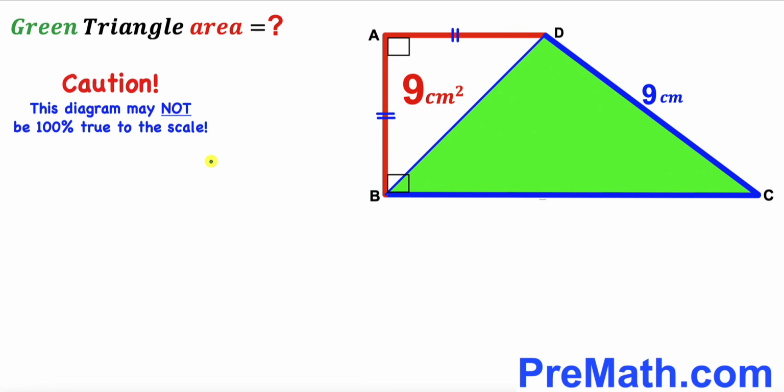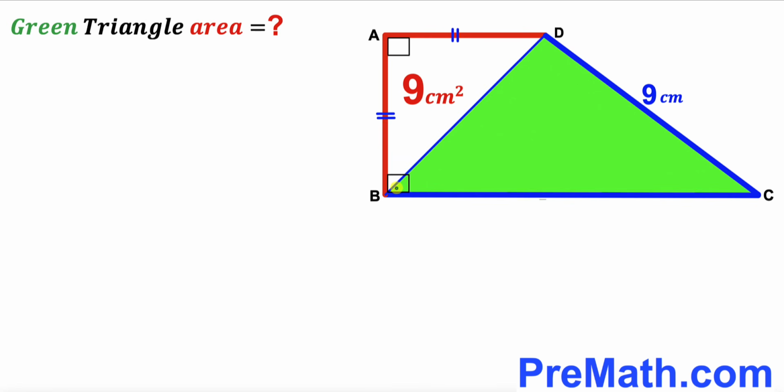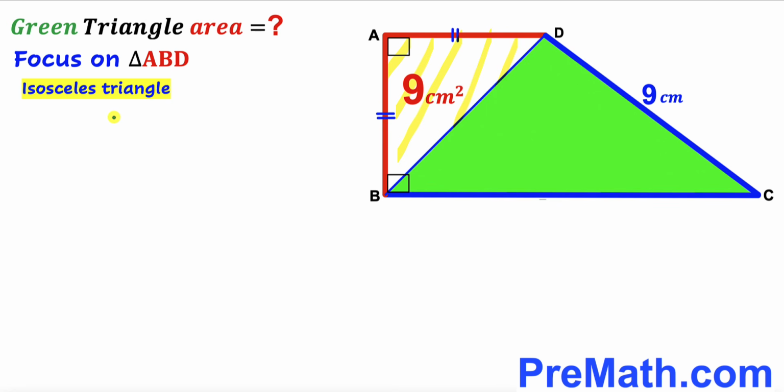Please keep in mind that this figure may not be 100% true to the scale. Let's go ahead and get started. And here's our very first step. Let's focus on this triangle ABD. And we can see that this is an isosceles triangle since this side length equal to this side length. If I label this side length as lowercase a, then this side length has got to be lowercase a as well. And now we know the area of this triangle has been given to us as 9 centimeter square.